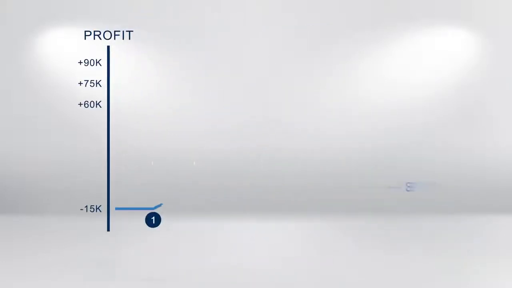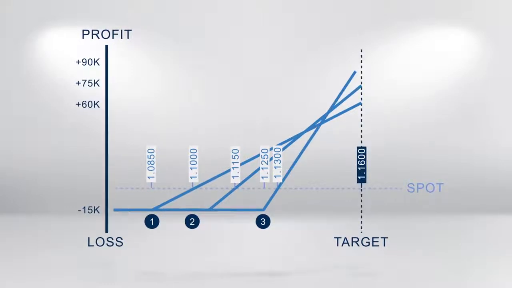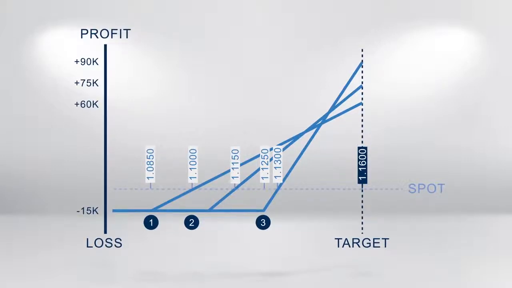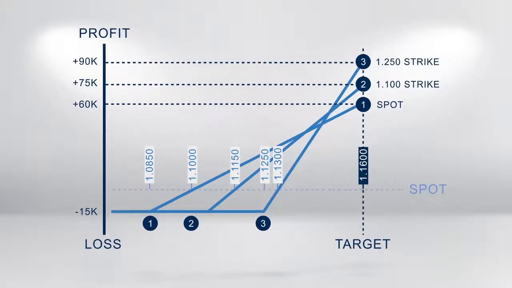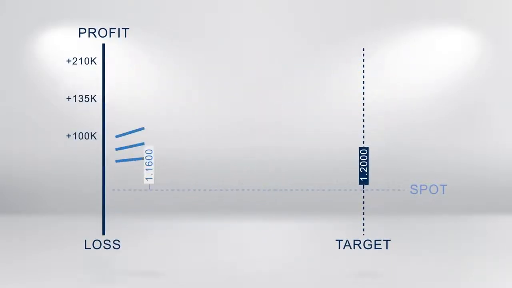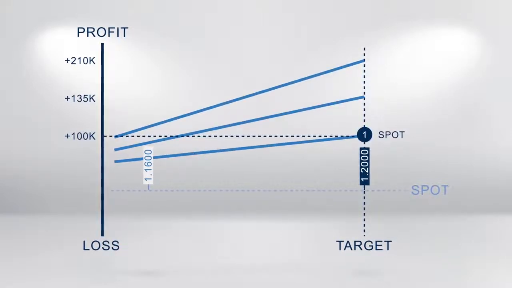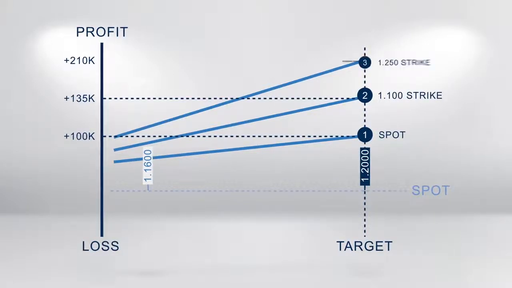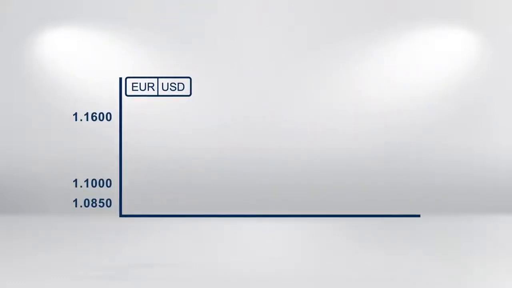The best strategy depends on the target. The advantage of using leverage via FX options is clearly shown, and if we reach our target at 1.1600, then the profit from the three strategies would be 60,000, 75,000 and 90,000. At 1.2000, the profit from the three strategies would be 100,000, 135,000 and 210,000. The option strategy also adds more flexibility to your investments.